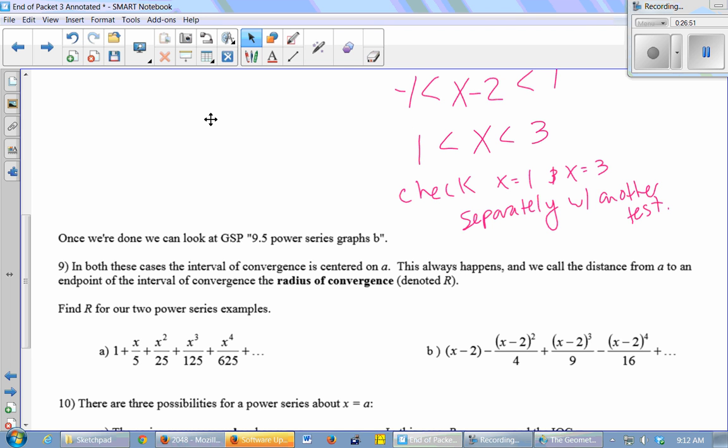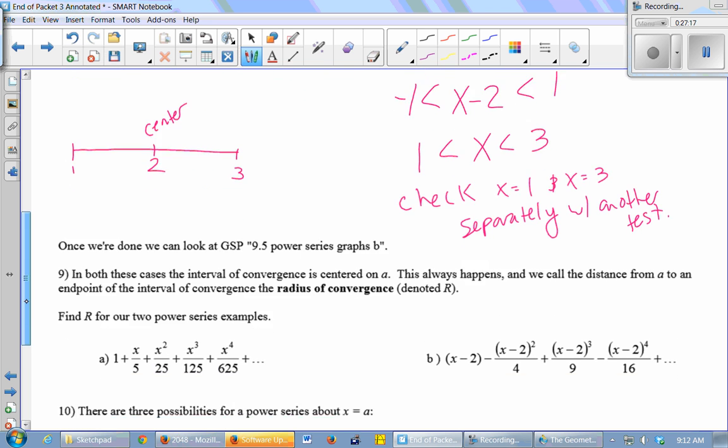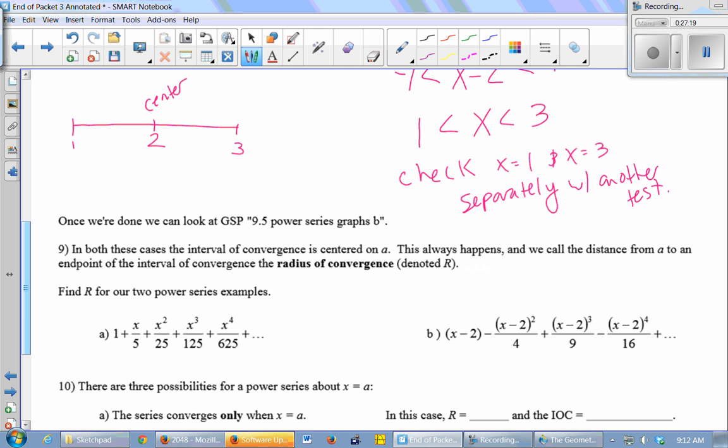In both of the problems we've done so far, the interval of convergence is centered on some number a. In this case, the interval from 1 to 3 has its center at 2. So we call this the center of the interval, and it's a. And we call the distance from a to an endpoint of the interval the radius of convergence.